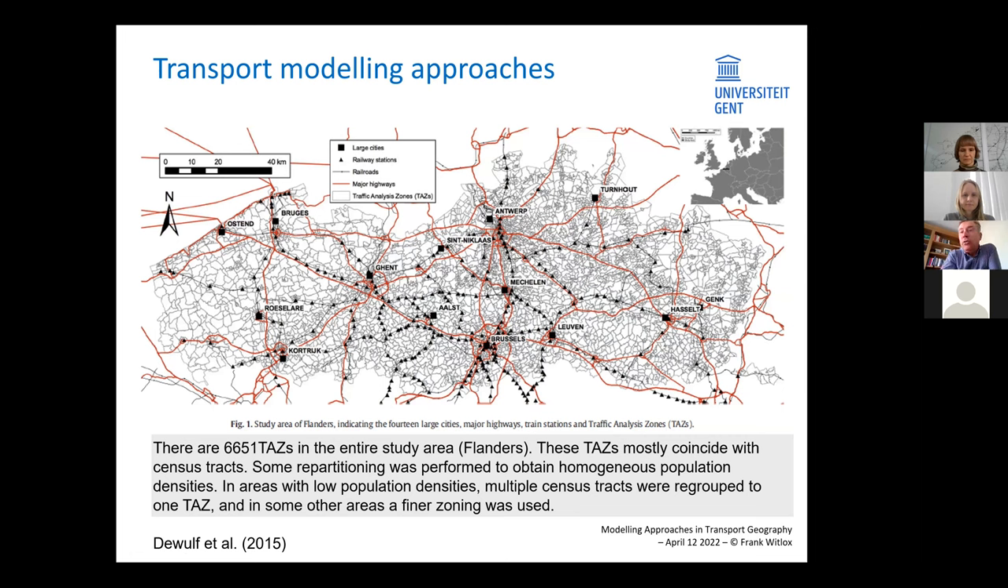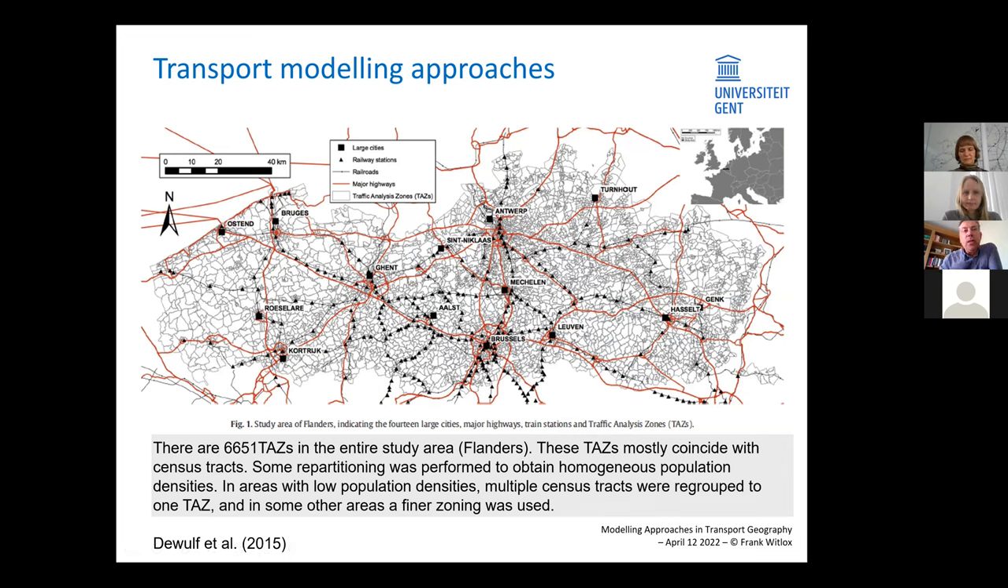And as you see, in total, there are about 6,650 of these zones. That means that our matrix is quite big in terms of rows and columns, because the matrix wants to fill each of these different cells. So you have 6,651 columns and rows, and then you want to know what is the flow between each of these different cells.